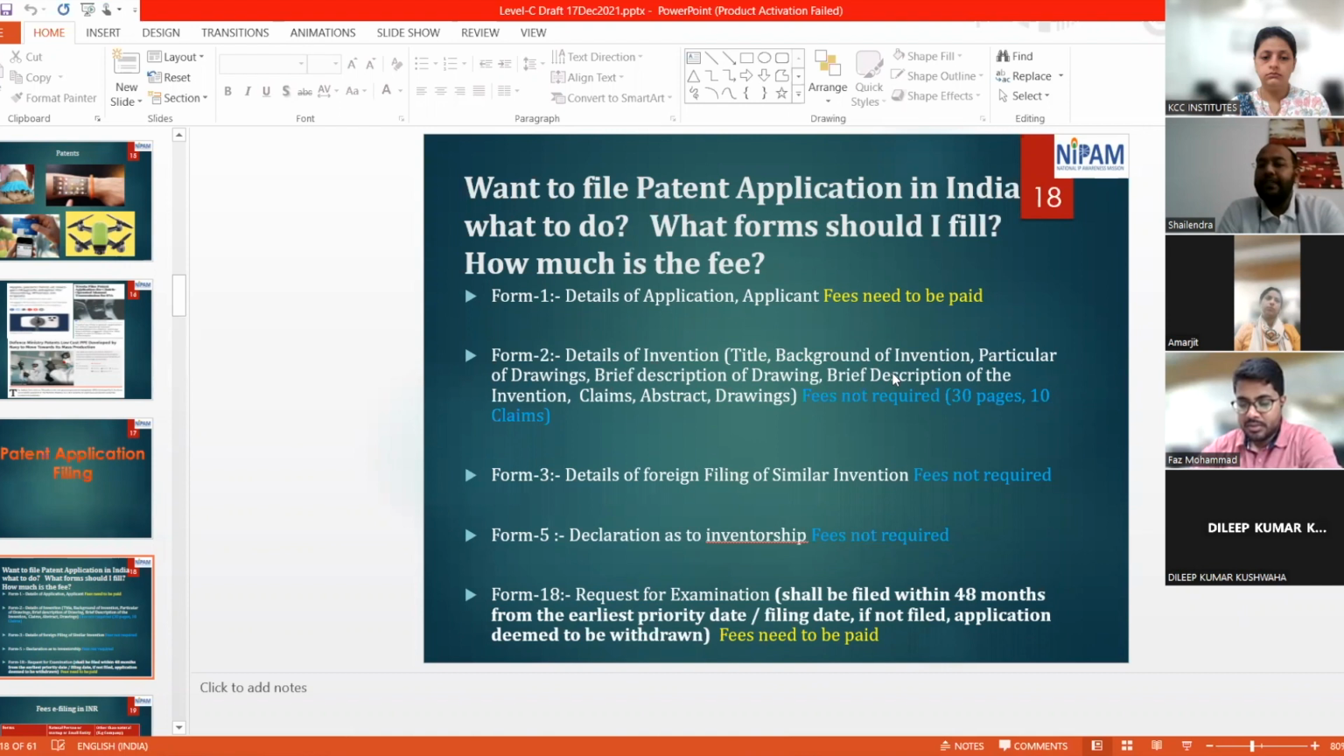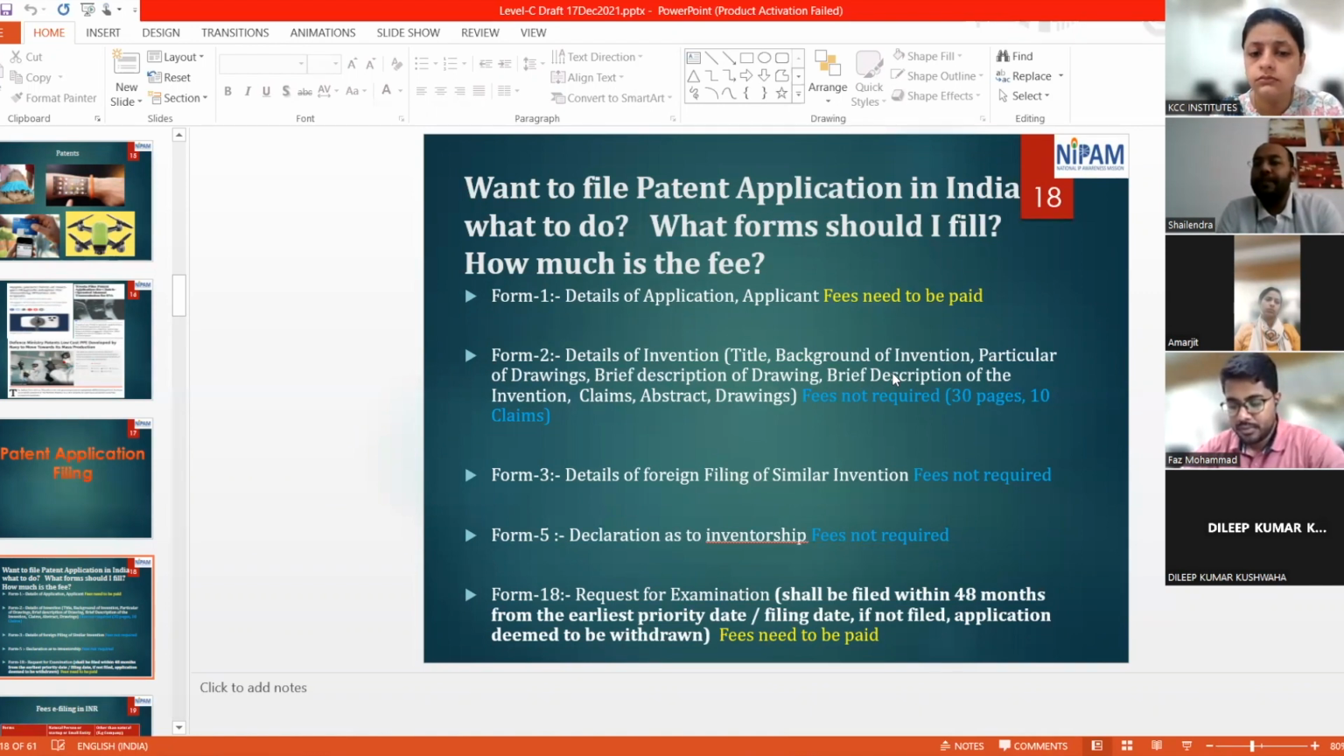Next is the declaration as to inventorship. That is the Form 5. Form 5 is required because you need to give clarity over who the inventors of the application are. Now in Form 2, you will find 2 things. There are 2 different ways we can file the Form 2: one is the provisional filing and one is the complete filing.